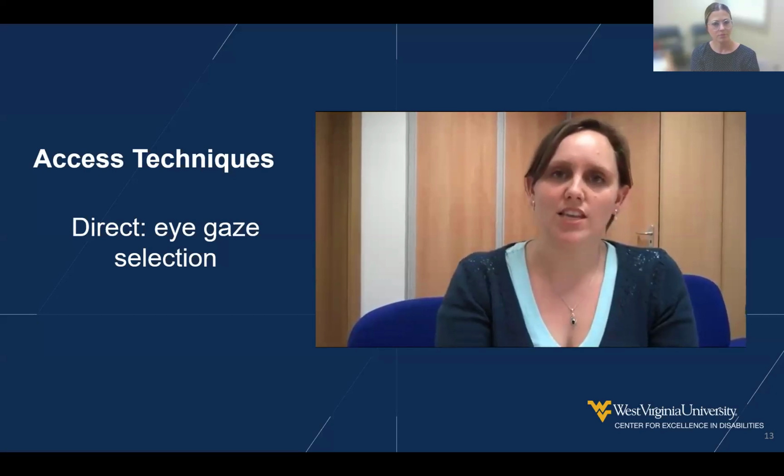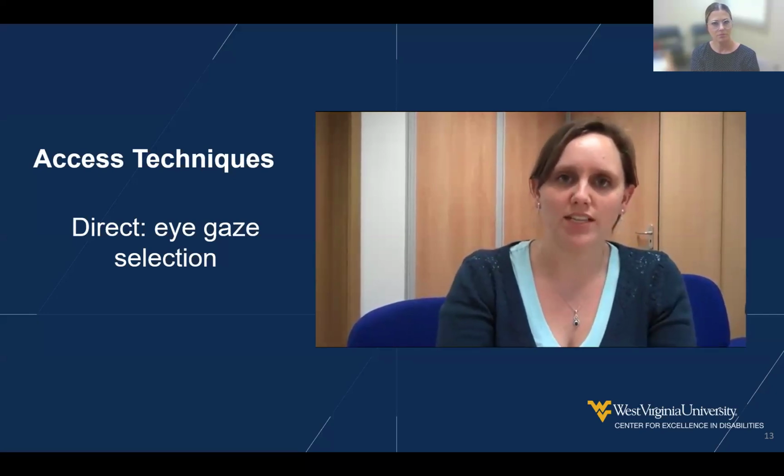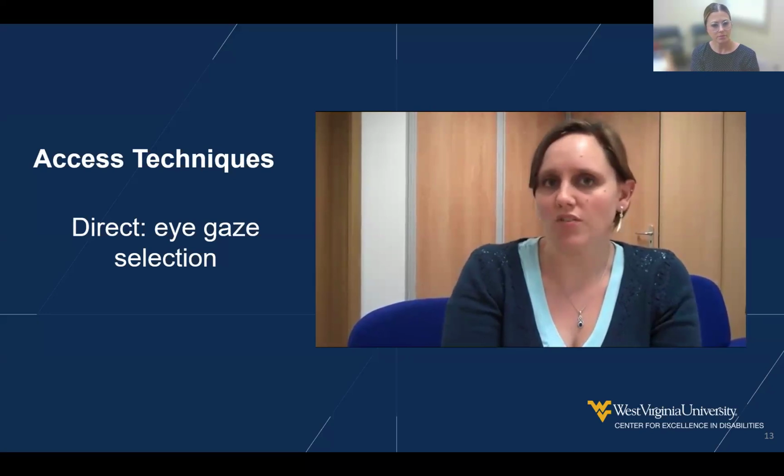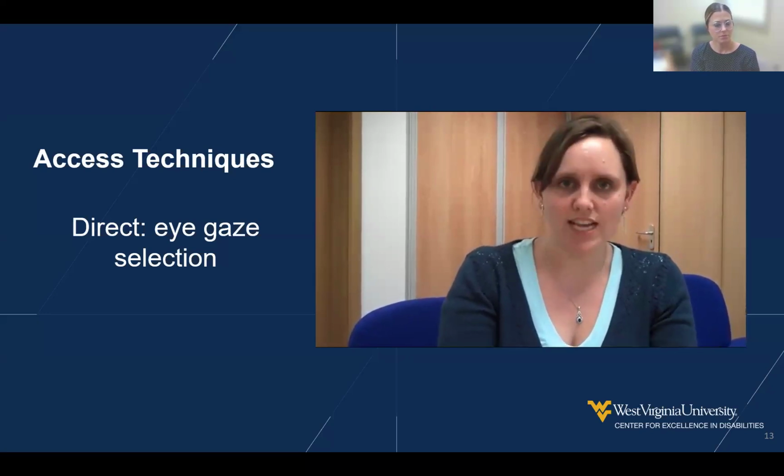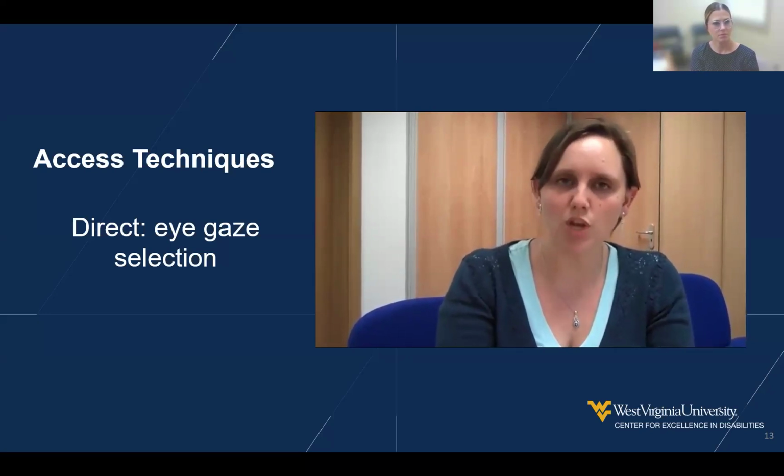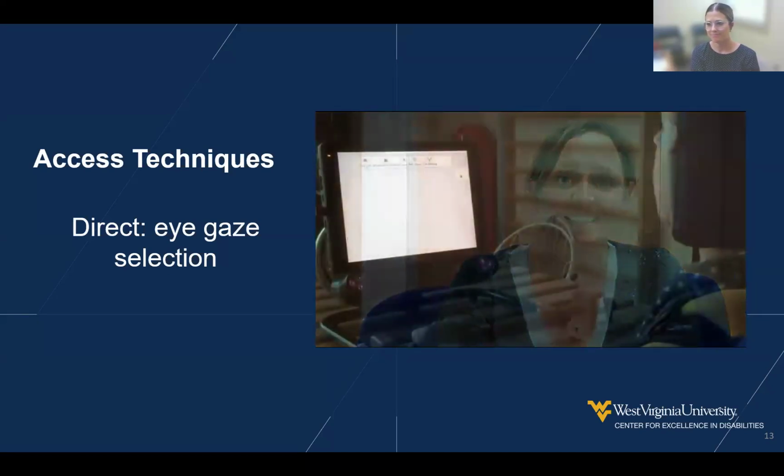And if he looks at each cell for a specified amount of time, say 1.5 seconds, once he stared at it long enough, the computer will know he selected that cell and it will then speak for him. If he's looked at the hello cell for a second, it will then speak hello for him. And that's basically how it works.